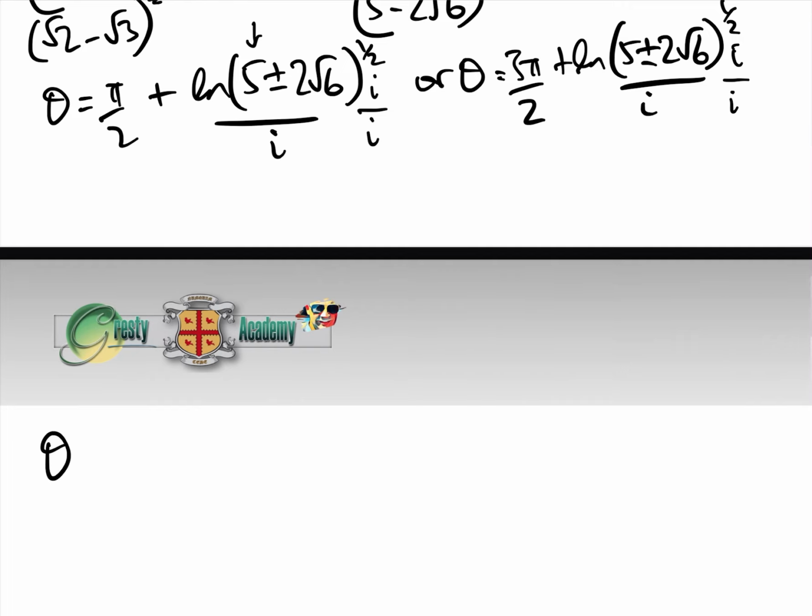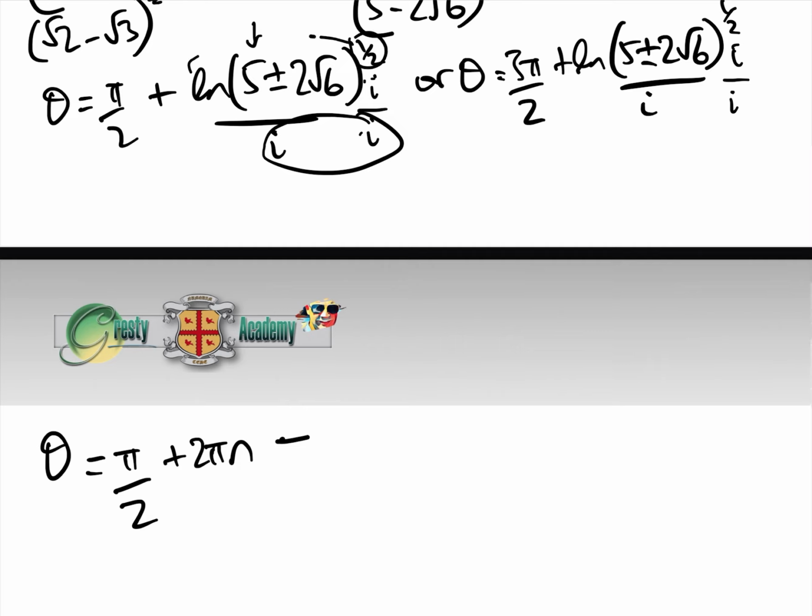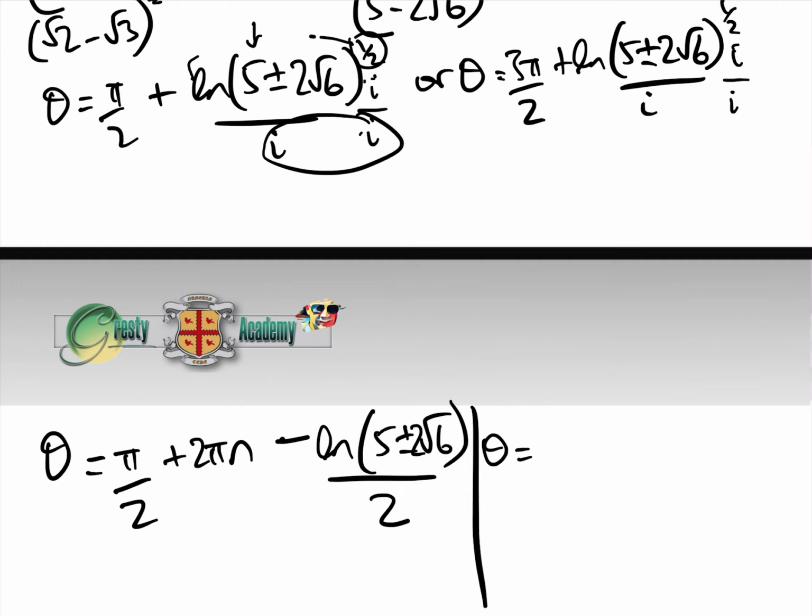So therefore our two complex solutions are theta equals pi over 2, and let's add in the general thing as well, add 2 pi n, because obviously any multiple of 2 pi is also a solution. We've got pi over 2, add 2 pi n, minus, because i squared is minus 1, and this half can come down here, minus i log of 5 plus or minus 2 root 6 over 2, that's one of the set of solutions, or theta equals 3 pi over 2 add 2 pi n, again that's the general solution, minus i log 5 plus or minus 2 root 6 over 2.